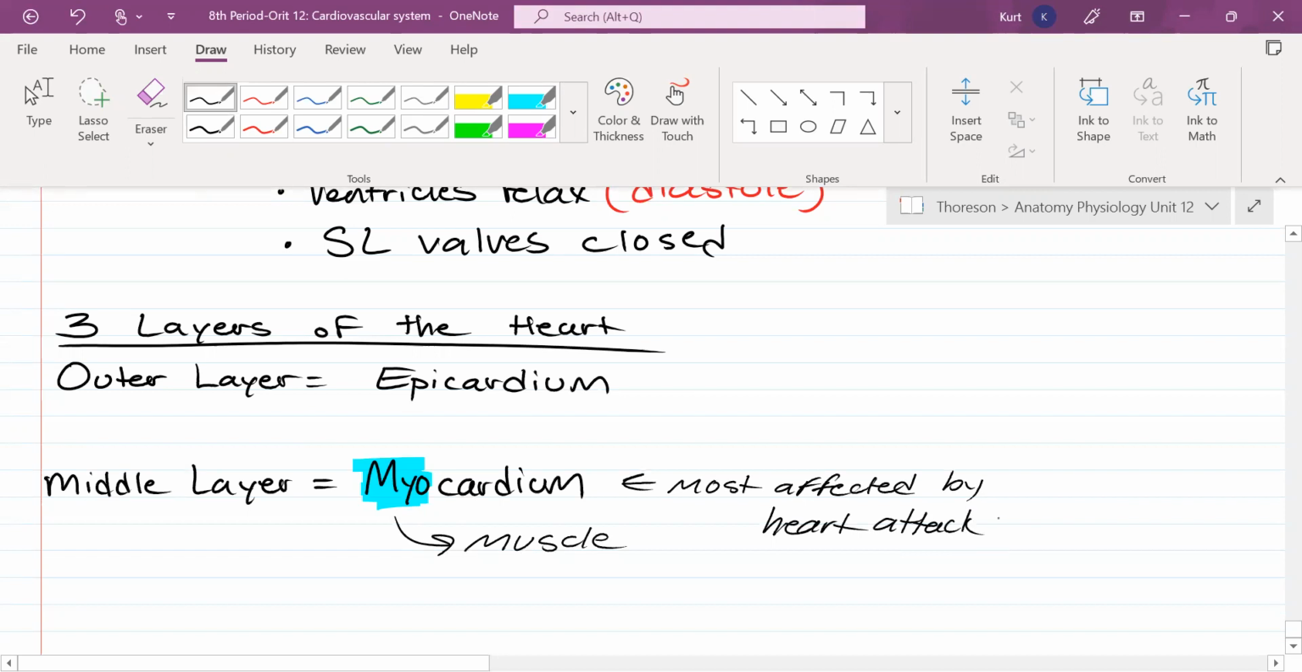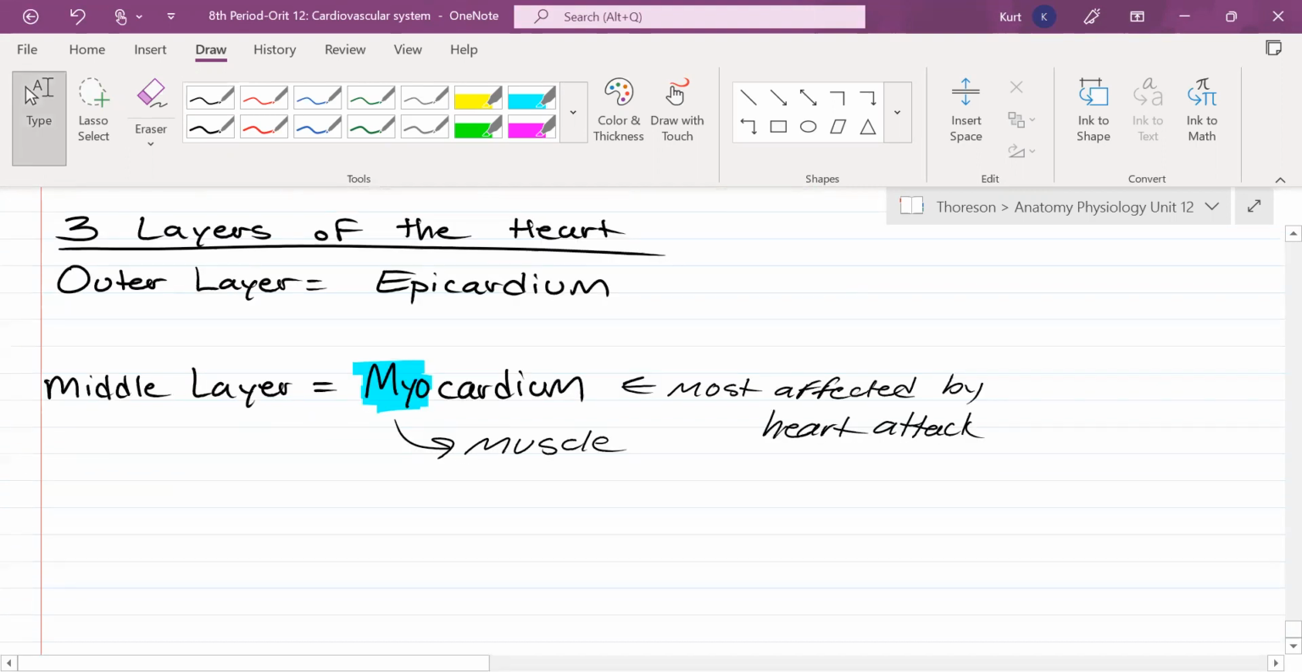And what happens to muscle when it doesn't get oxygen? It dies, just like anything else. So it's kind of a trick question. The same thing that happens to anything else in your body, it dies. And then lastly, what is the inner layer? It is called the endocardium.